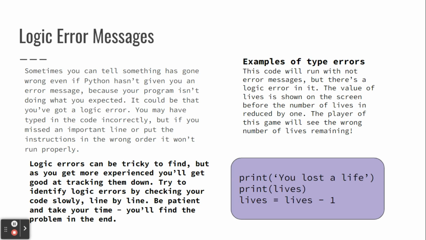And last but not least, we have logic errors. Sometimes we can tell something in our program has gone wrong, even if Python hasn't given us an error message, because our program isn't doing what we expected it to. This is probably because we have a logic error. Maybe we missed an important line or put instructions in the wrong order. Even if the actual code is correct, it still won't run properly.